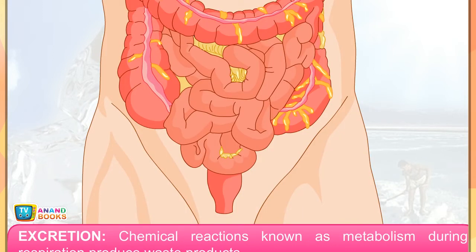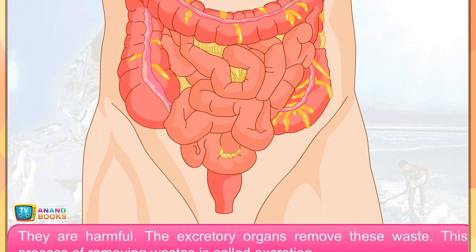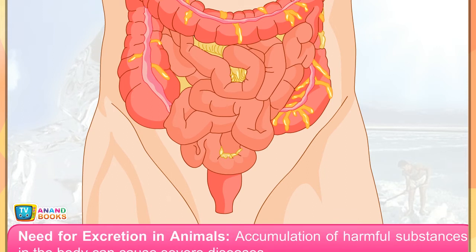Excretion. Chemical reactions known as metabolism during respiration produce waste products. They are harmful. The excretory organs remove these wastes. This process of removing waste is called excretion. Need for excretion in animals. Accumulation of harmful substances in the body can cause severe diseases.